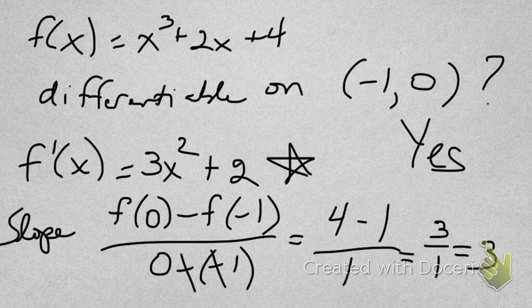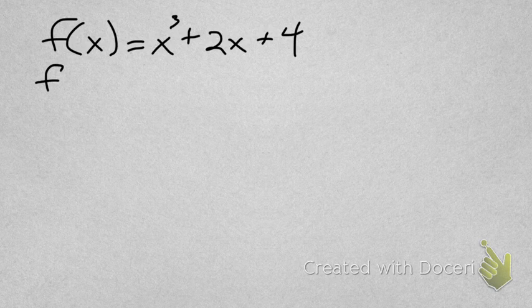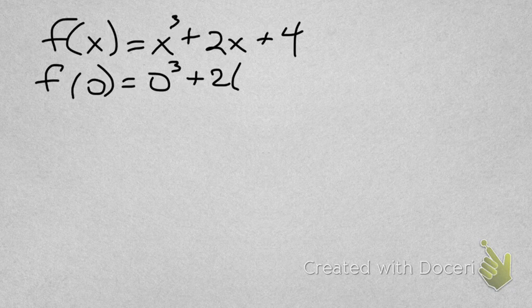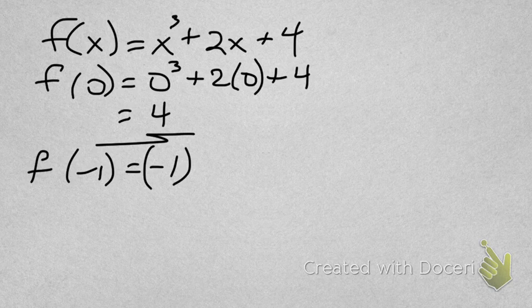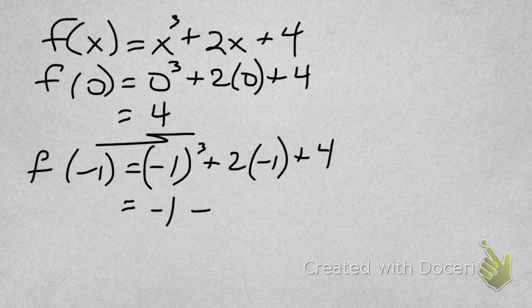Now, we could slow that down. We could go ahead and investigate in a proper manner. What is f of 0? Plugging the 0 in. Nothing, nothing, and 4. Okay. Plug in the -1. The cube of -1. 2 times -1. And you add 4. That's a -1. Take away 2. Plus 4. It really is 1.